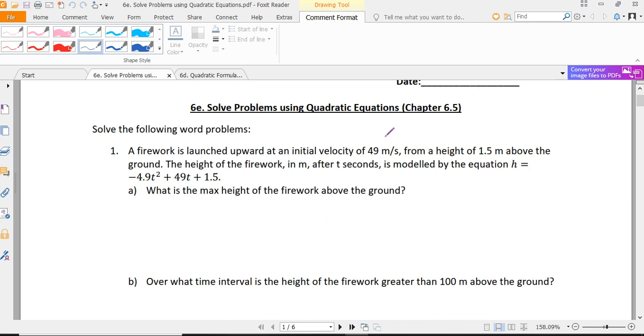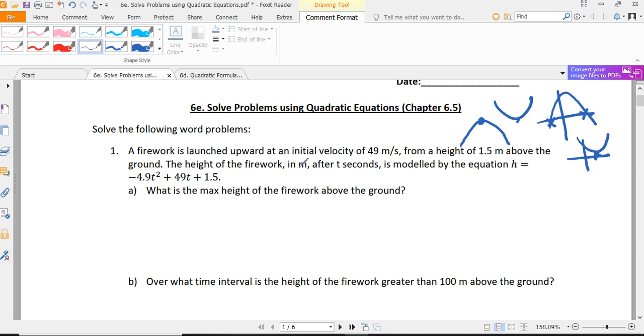Either I'm finding the vertex, which is going to be the highest or lowest, which means I need to complete the square. Or I'm finding the x-intercepts, whether there are 2 x-intercepts or 1 x-intercept, or of course no x-intercepts. So it's either finding x-intercepts or the vertex.